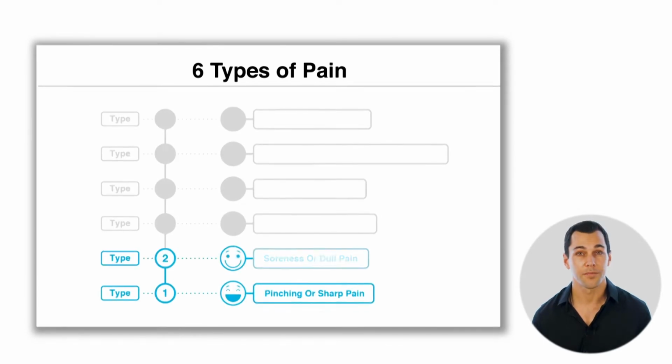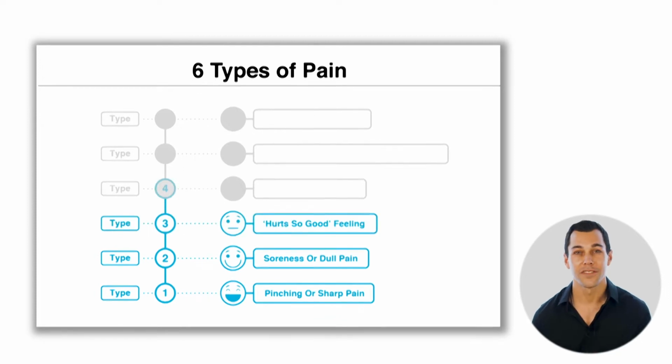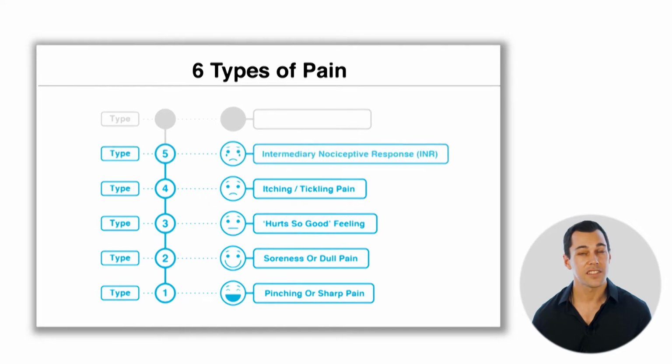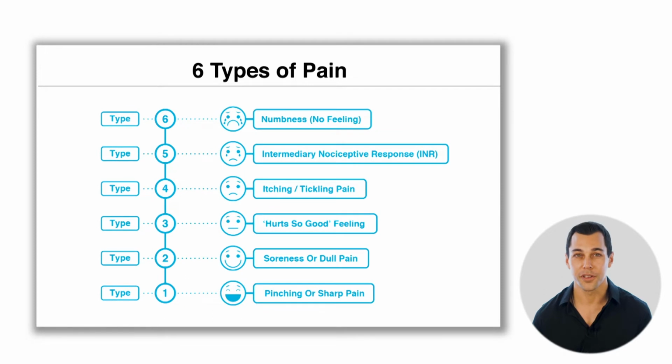Soreness or dull pain. 3. The hurts so good feeling. 4. Itching or tickling pain. 5. The intermediary nociceptive response, or inner. And then 6. Numbness or no feeling.